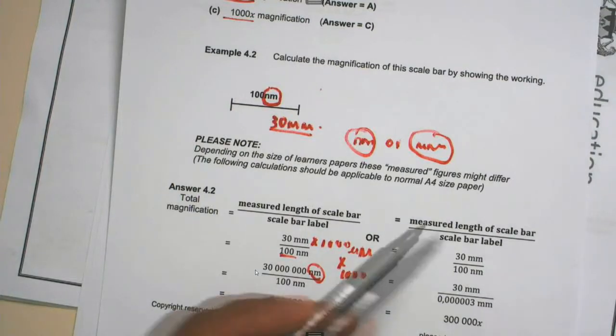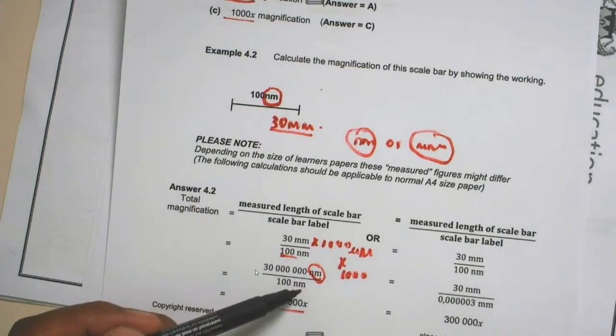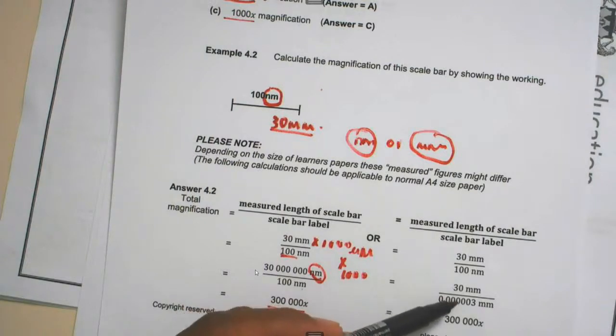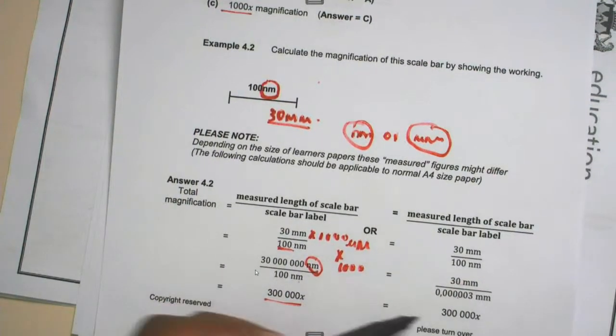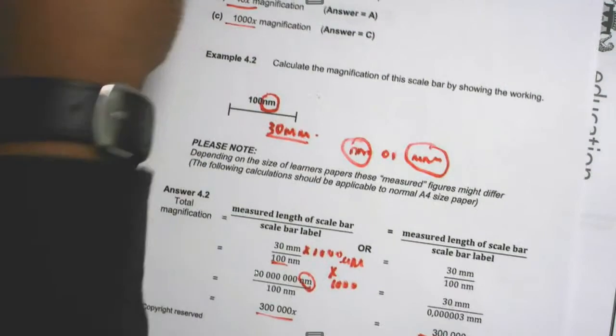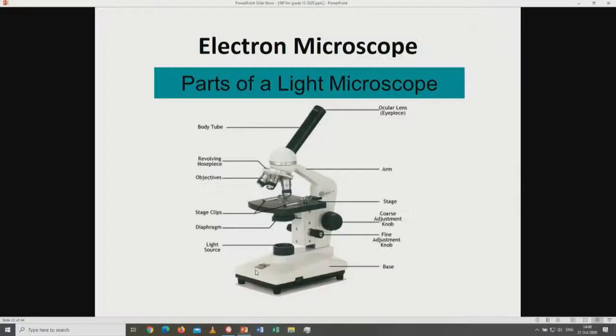Or if we change the units to millimeters, we divide the nanometers by 1000 two times, and the answer gives us 0.000003 millimeters. We have already determined the length of the scale bar, which is 30 millimeters. It gives us the same number, a total magnification of 300,000 times. So make sure that you know how to do the microscope calculations, determining the total magnification of an object or determining the size of the specimen.